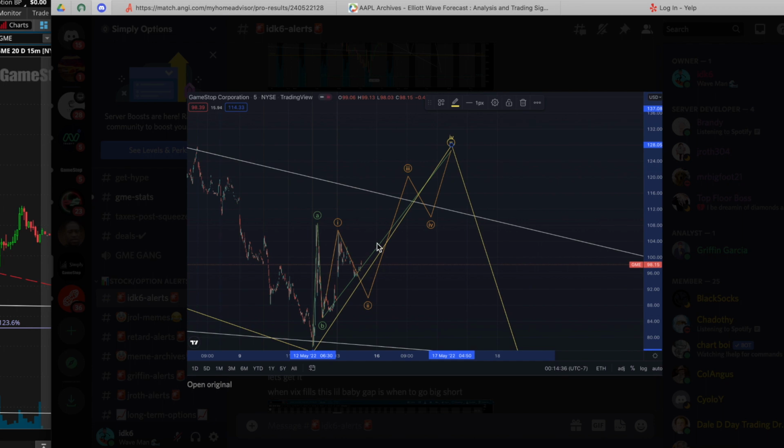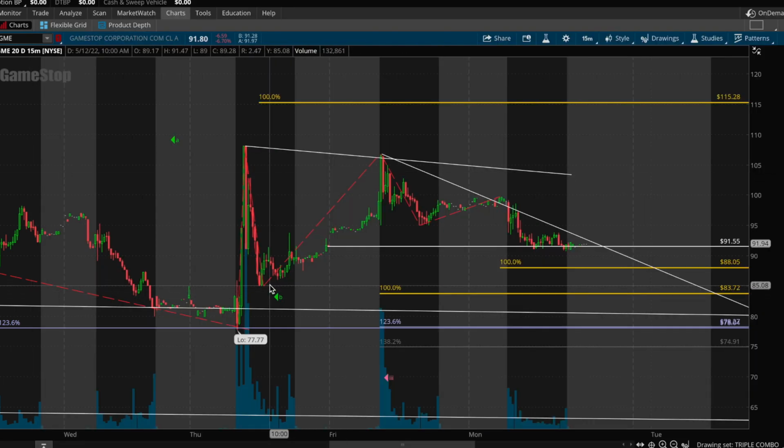So this is what I'm eyeing, essentially. It's something of this nature. And this is only correct if we don't break this B wave low at 85.08. And if we do lose that, then I have us coming down to 83.7 before moving up.